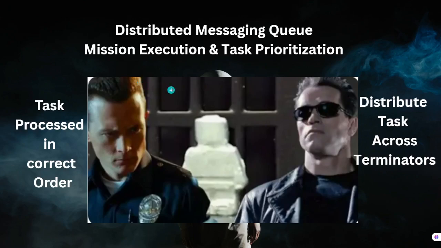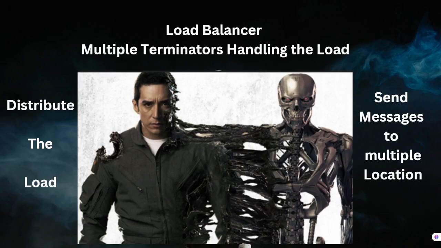The next concept which we should understand is the load balancer. A load balancer distributes incoming requests across multiple servers to prevent overload. Skynet doesn't send just one Terminator to eliminate John Connor. It distributes the load among multiple units. Example: in Terminator 2, the T-800 fights while John Connor runs, dividing the task between combat and protection. In Dark Fate, multiple machines are sent across different locations to ensure mission success.